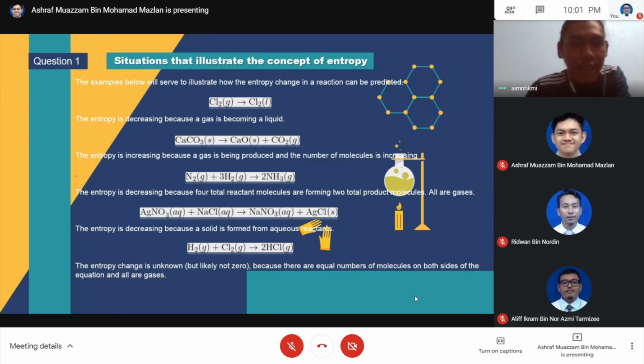All are gases. Then the next reaction is AgNO3 plus NaCl becoming NaNO3 plus AgCl. The entropy is decreasing because a solid is formed from aqueous reactants. Next, H2 gas plus Cl2 gas becoming 2HCl gas. The entropy change is unknown, but likely not zero, because there are an equal number of molecules on both sides of the equation and all are gases.